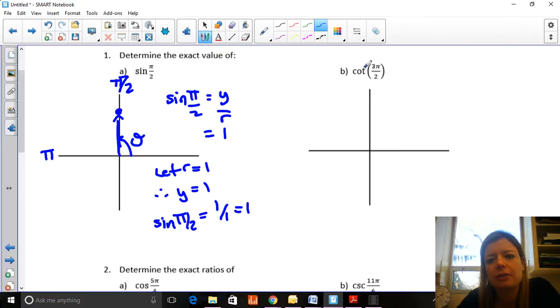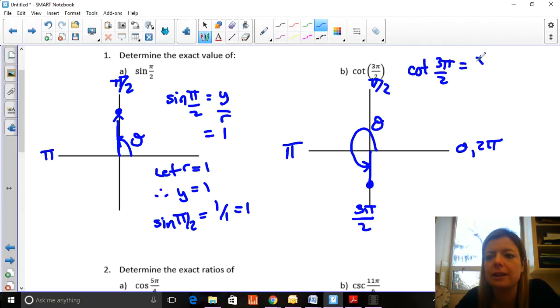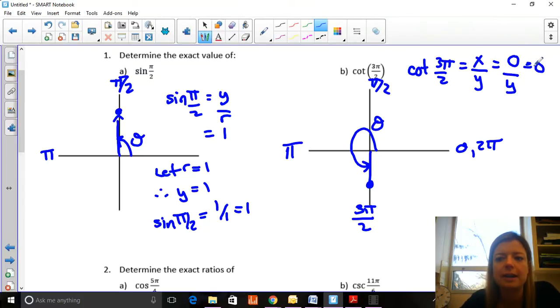Now what about the cotangent of 3 pi over 2? Well, remember, this is pi, and this is 0 and 2 pi. This is pi over 2, so this here must be 3 pi over 2, right? 1.5 pi's. So, man, I could go for 1.5 pi's. So here's your theta. So if you had a terminal arm there, how would you come up with the cotangent? So cotangent of 3 pi over 2, remind yourself that that's just the inverse of tangent, so it's x over y. Well, the x value here is 0 no matter what y is, so the solution to that is just 0 because you're on the y-axis.